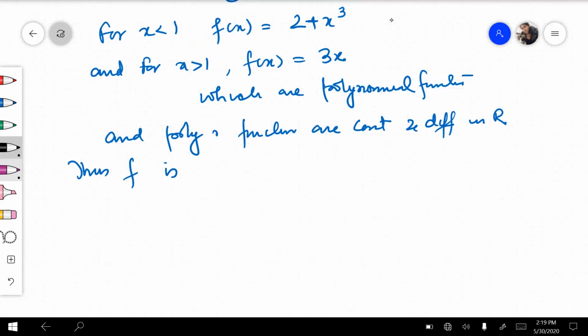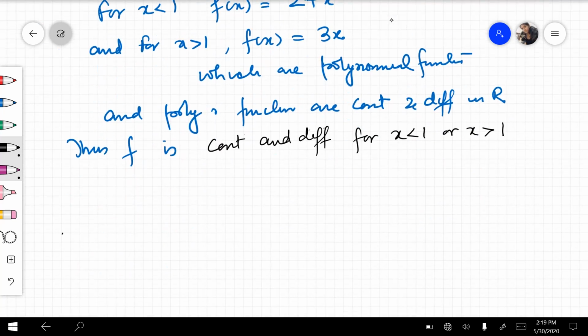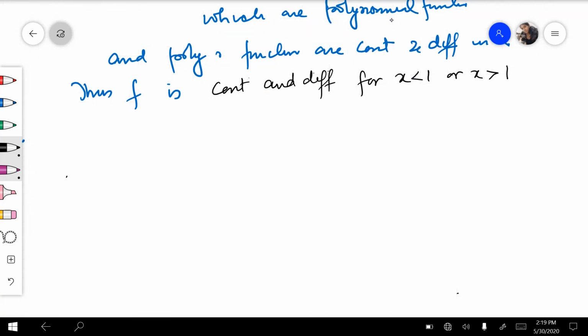Okay, let's do it again. F is continuous and differentiable in R implies F is continuous and differentiable for x less than 1 or x greater than 1. Now, since this function is defined at 1 also, we have to find out whether it is differentiable and continuous at 1 or not.